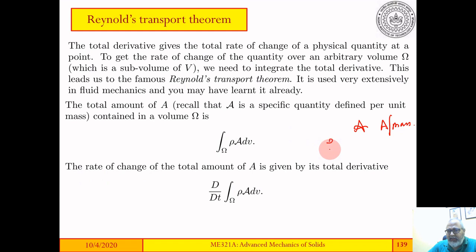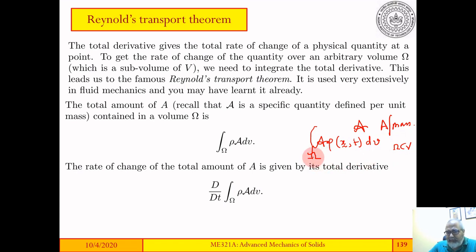So I am at a point x where the density is this. So the volume of that small element around x is dV. So this is the mass of the element. Then if I multiply it with A, I get the total amount of the quantity A in this small volume dV. If I integrate it over volume omega, remember omega I have taken to be a sub-volume of V.